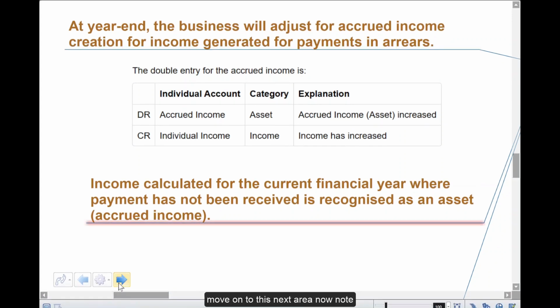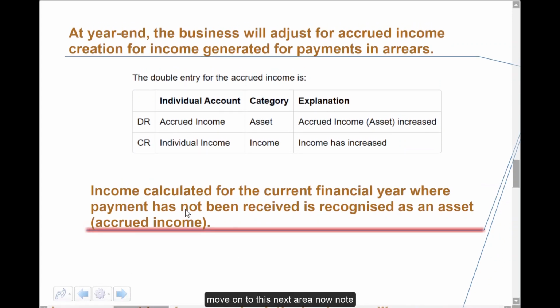Let's move on to this next area. Now, note, income calculated for the current year where payment has not been received is recognized as an asset. Let's be very, very clear on that. It can get confusing given that we're using the same sorts of terms or terminology as we are with expenses, accrued, etc. But let's recognize here what we have is not a liability like accrued expenses. We have an asset, accrued income, the reverse in effect.